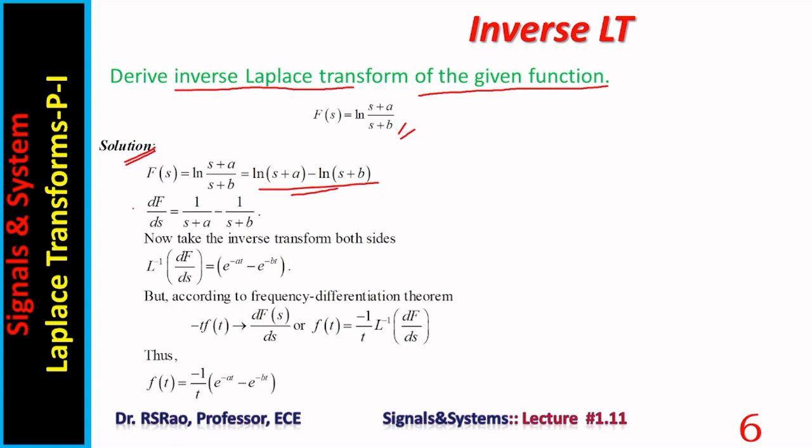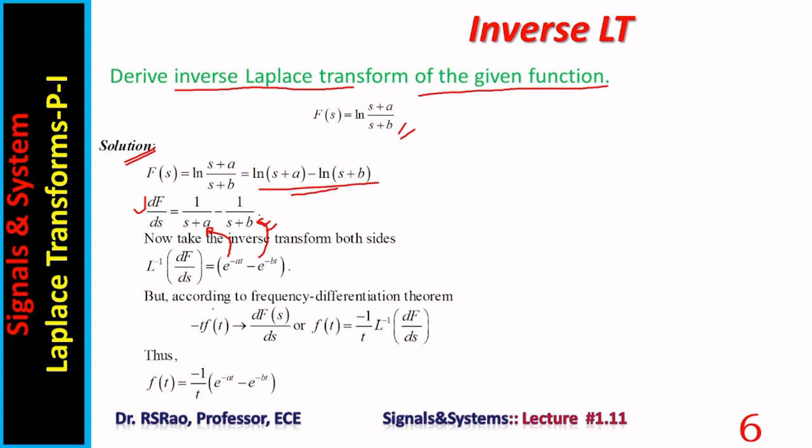Now differentiate this expression both sides with respect to s. dF by ds becomes 1 by s plus a minus 1 by s plus b. Now take inverse transform both sides. Inverse transform applied to dF by ds gives us e power minus at, this is the inverse transform of 1 by s plus a, minus e power minus bt, this is the inverse transform of 1 by s plus b.